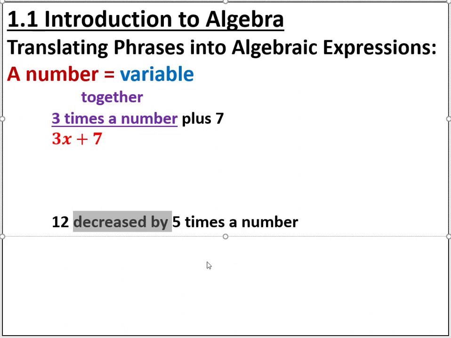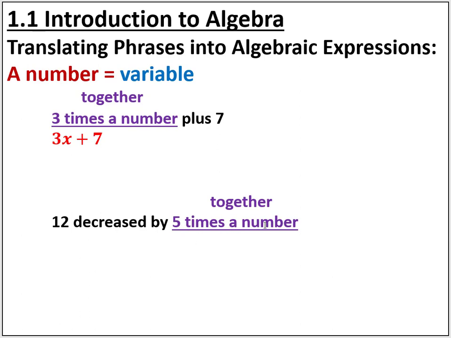So let's label that. 5 times the number is one thing. Just like in the previous example where it says 3 times the number, we wrote it as 3x, when it says 5 times the number, we're going to have 5x. So when it says 12 decreased by 5 times the number, we're going to write it as 12 minus 5x. And again, you want to make sure you write it in the right order, okay? So pay very close attention to the phrases. Make sure you break it down, set up which goes with which, and then put it in the right order.